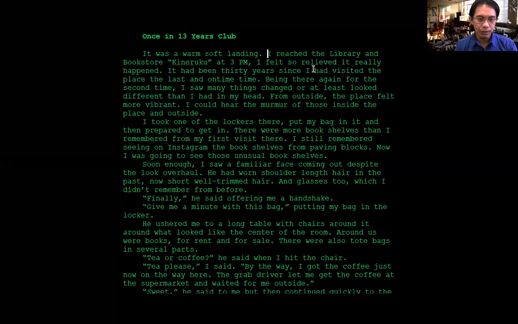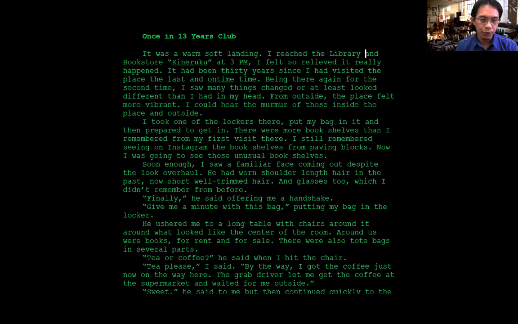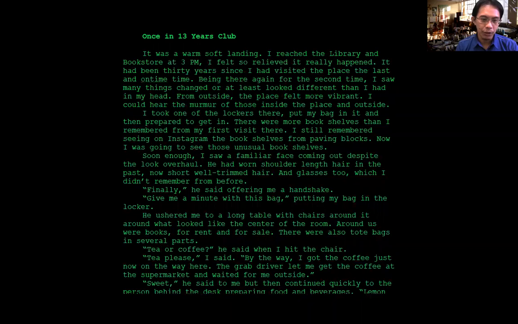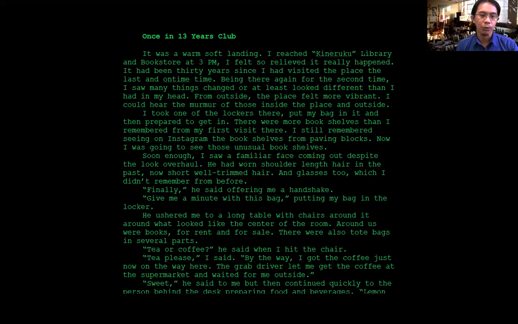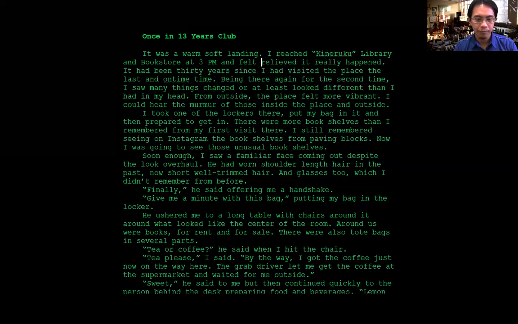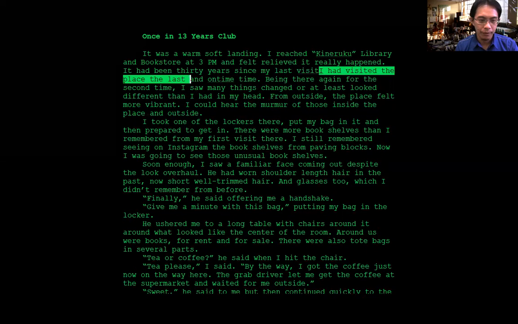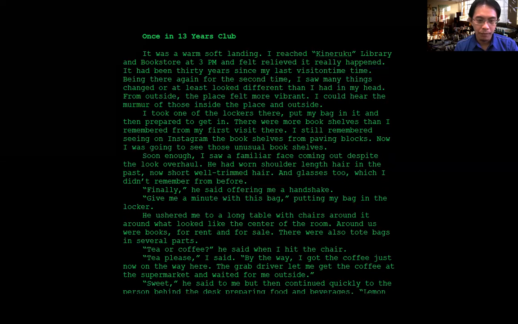And then the moment I reached the library and bookstore. Maybe I will change it to: I reached Kinnaruku Library and Bookstore at 3 p.m. and felt relieved. It really happened. It has been 13 years since. Okay, I will make it more concise, I guess: since my last visit. My last and only visit.